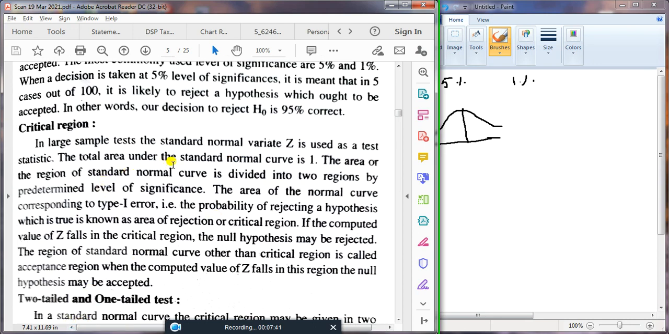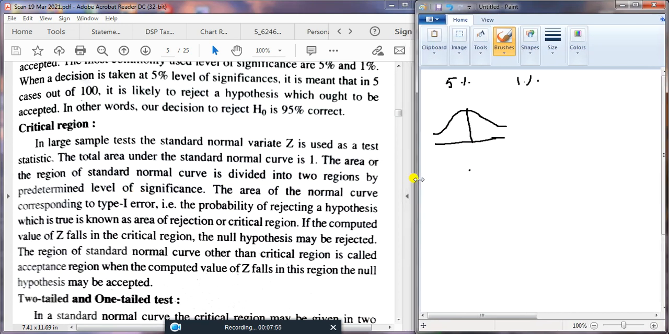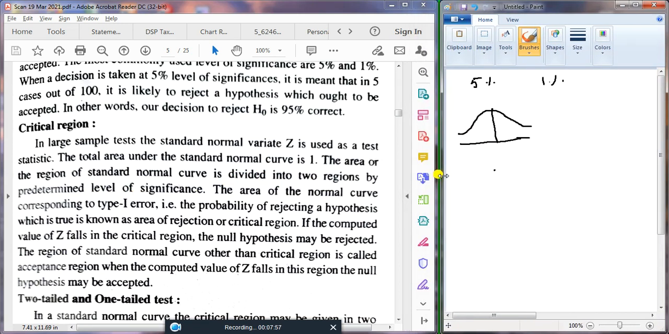The total area under the standard normal curve is 1. The area of the standard normal curve is divided into two regions by the predetermined level of significance. मतलब ये predetermined significance level जो भी है हमारा, हमने जो डिस्कस किया कि कौन से लेवल पे टेस्ट करना है, 5% पे कि 1%, तो 5% डिसाइड कर लिया, बट किस तरह से उसको डिस्ट्रीब्यूट करना है, तो उसके लिए 2 tailed एंड 1 tailed कंसेप्ट है. But before that we have to identify the accepting region and rejecting area.